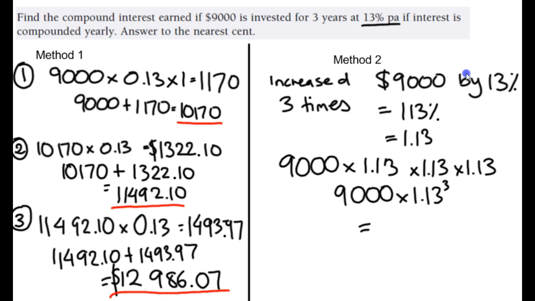So you can see it's a slightly quicker and simpler method than having to go through that process. In terms of your working, you only really need this on your page. As long as you've done that work correctly, you should be fine. So it's 9,000 times 1.13 to the power of 3, and if you put that in your calculator, you'll get exactly the same answer.